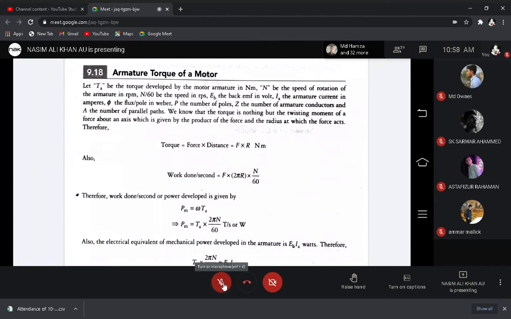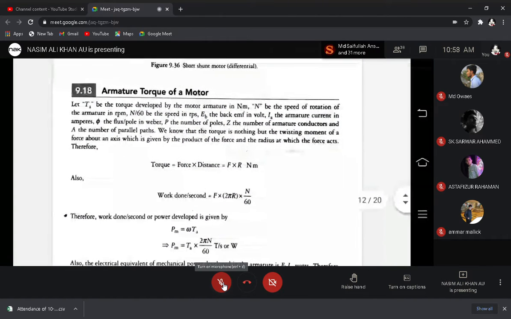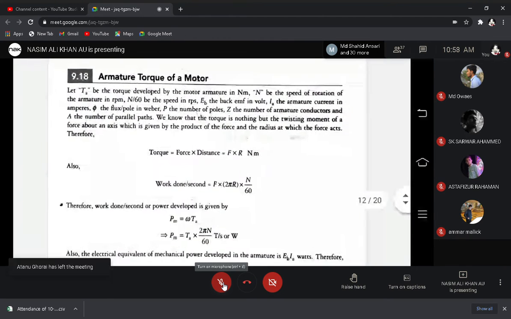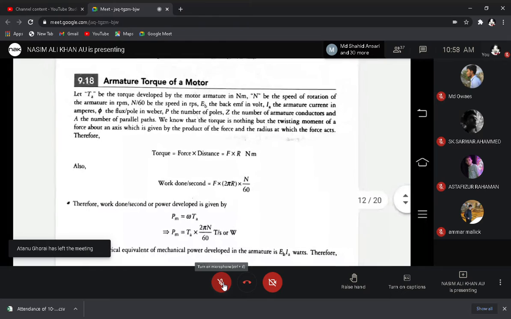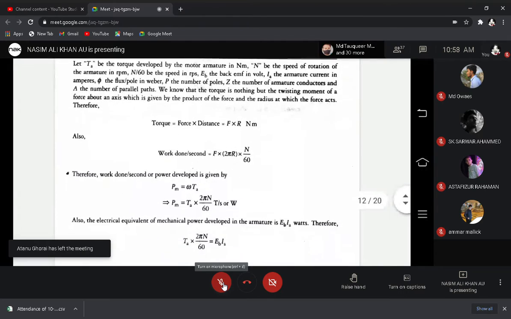What questions can come from the motor? If I ask about the motor: what do you mean by a DC motor, what is the basic principle of a DC motor, then the different equations to find out the power, voltage and current for different types of DC motor. And the next very important thing is the armature torque of a motor, how to find the armature torque of a motor. This is the derivation.